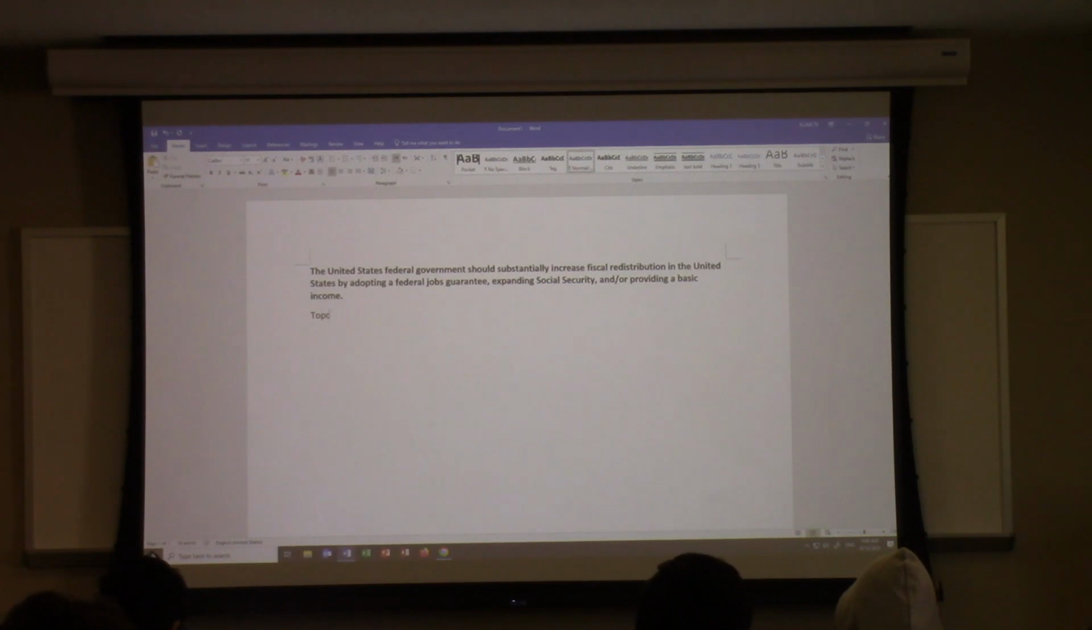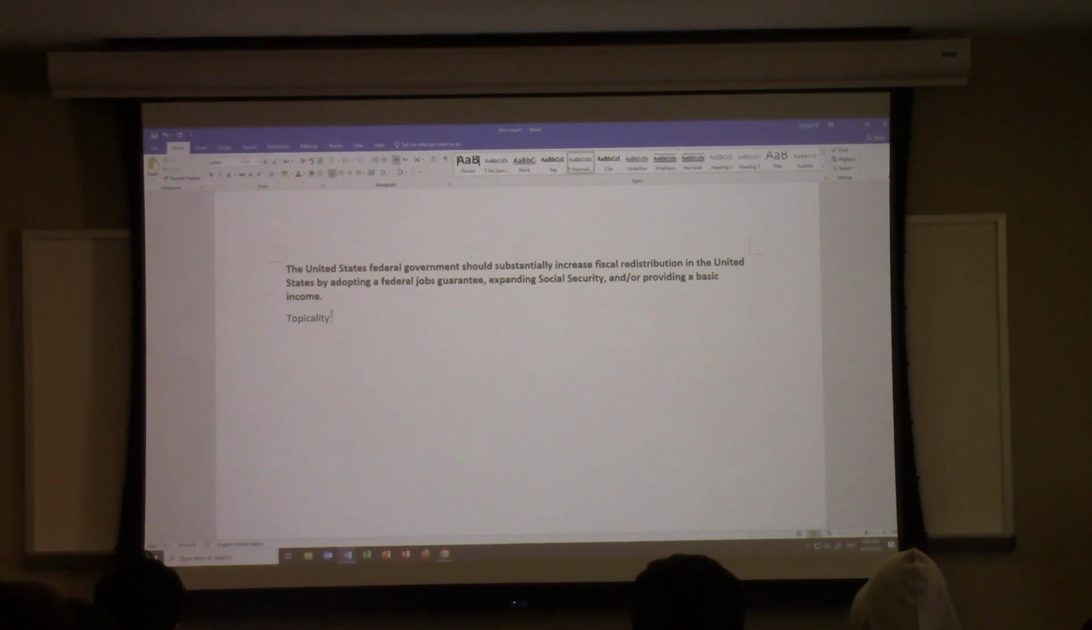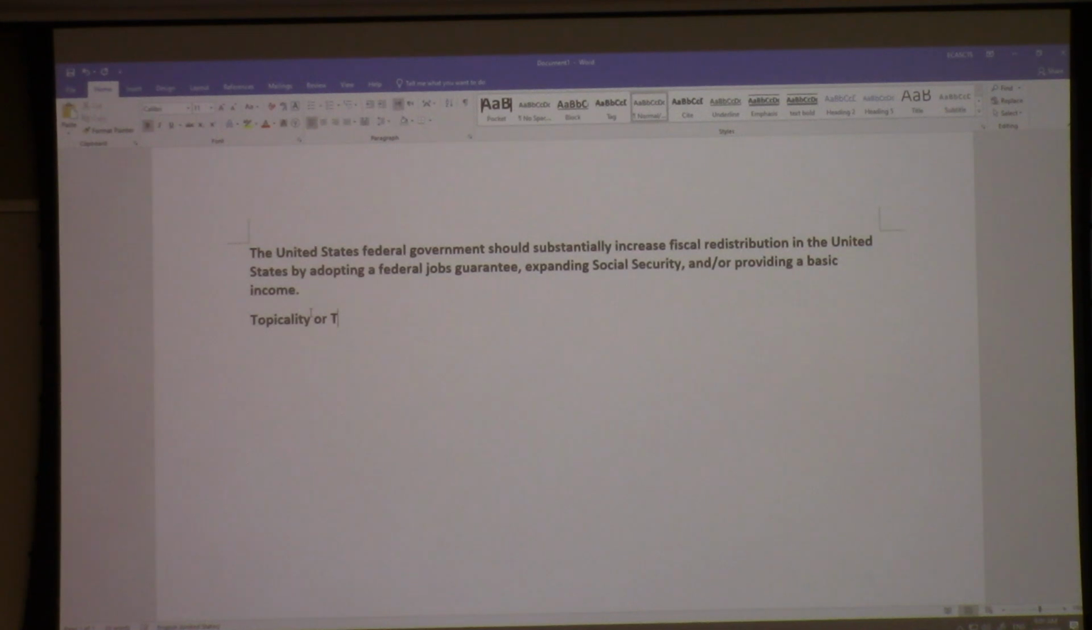So topicality, or T, as you will see it referred to in debate parlance, is an argument that suggests the affirmative should lose for falling outside the boundaries of the resolution.